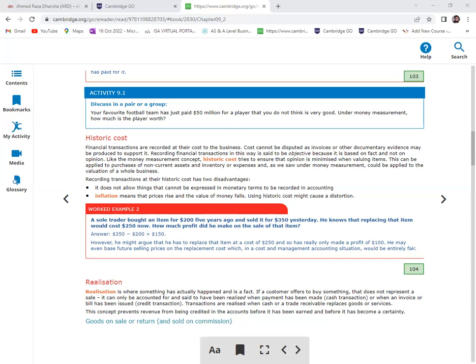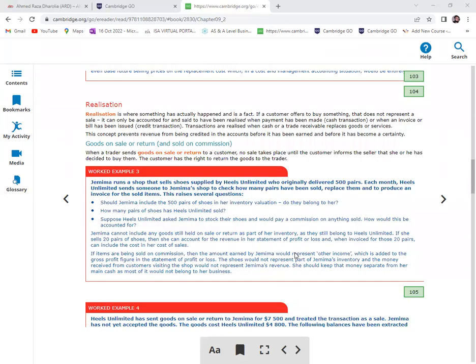Whatever its market value, the market value can be upwards or downwards, ignore it. If we are following historical cost accounting, we will keep all our assets at their historical cost. Historical cost means original cost. Original cost means the cost at which you bought it. You will keep the asset at its real cost if you are following historical cost accounting. So this was another concept.